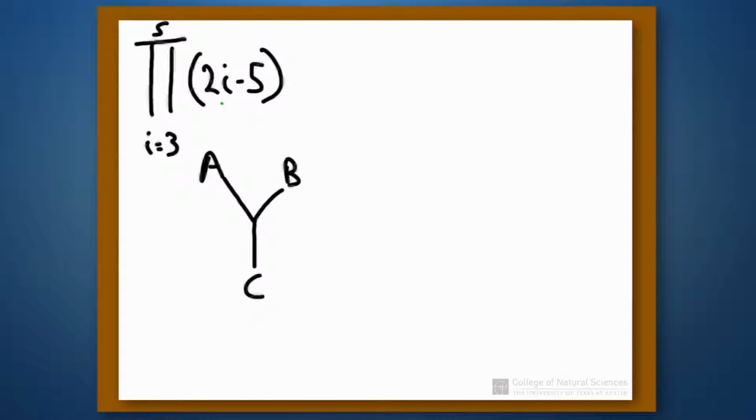Now if we have 4 species, we already have the term 1. We're going to add one more term where i equals 4, and 2 times 4 is 8, minus 5 is 3. So we have our 2 terms, 1 and 3, and so there are 3 unrooted 4-taxon trees.